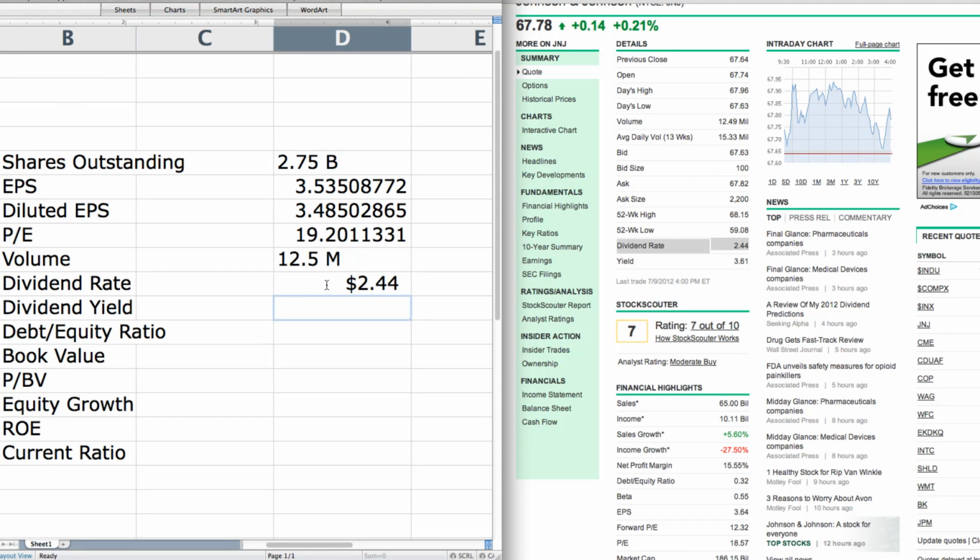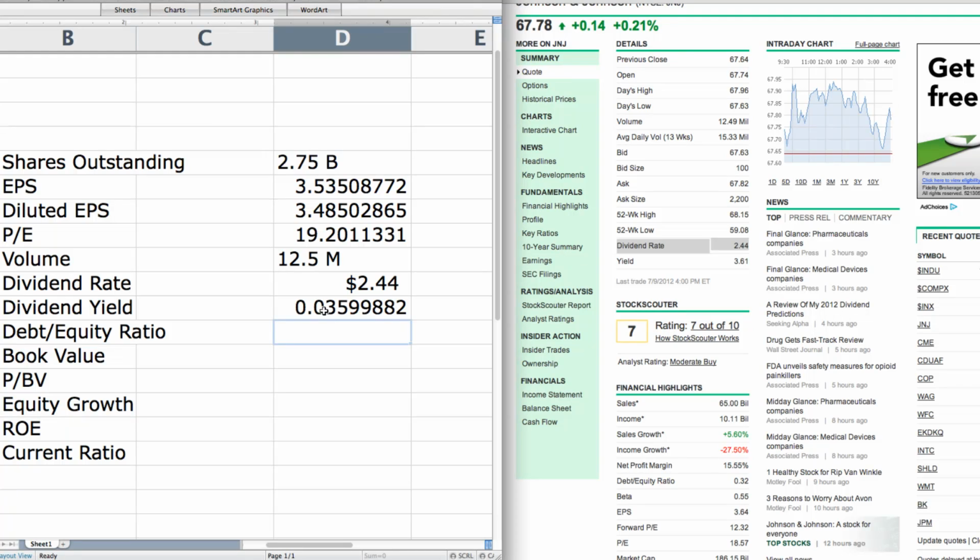Okay, the dividend yield. In order to calculate the dividend yield, all you're going to do is take the rate divided by the market price. So we're going to hit the equal sign. Our rate, like we just said, is $2.44, and we're going to divide that by our market price of $67.78. So we type 67.78, hit enter, and it comes up as 0.03599.